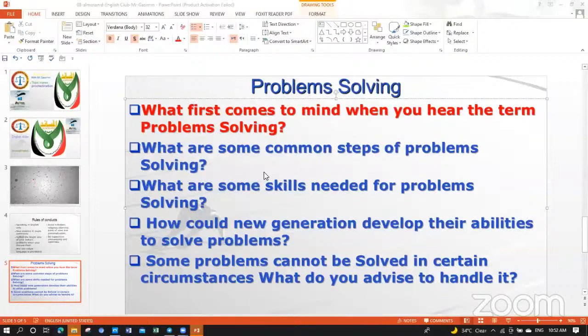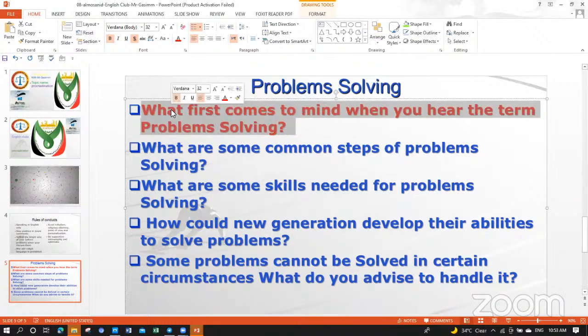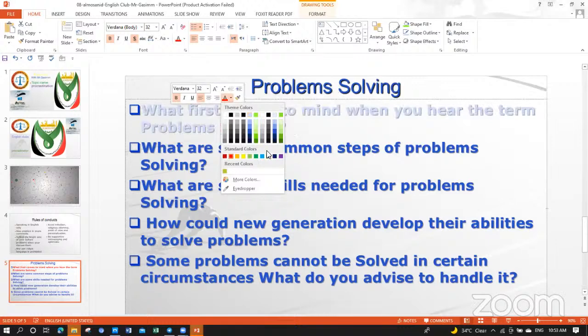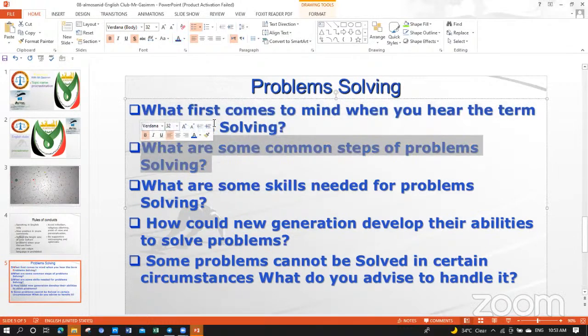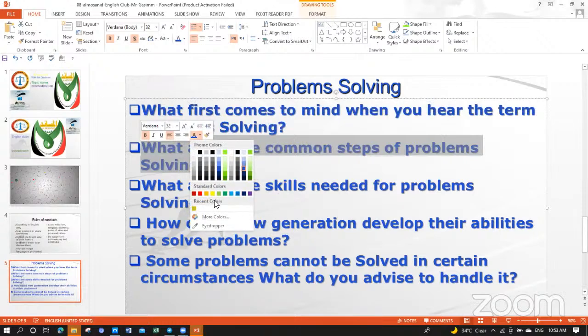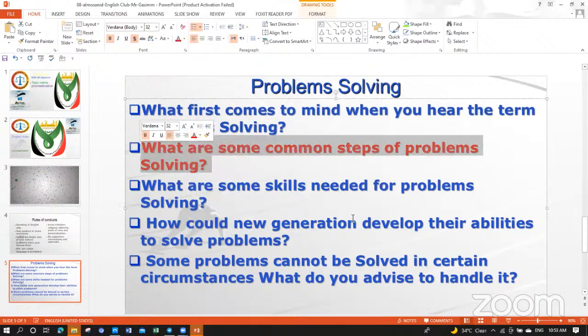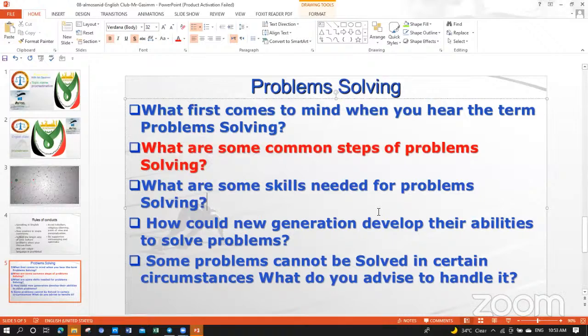I'm just trying to change colors so people would focus now that I'm talking about this question. So what are some common steps of problem solving? First of all, do you agree there are common steps of solving a problem?